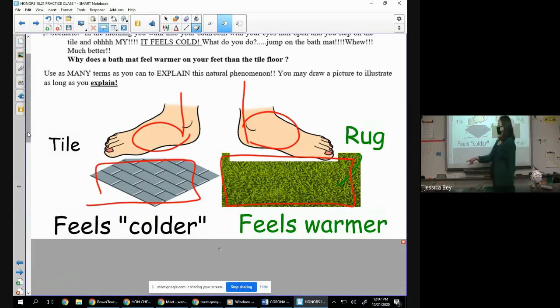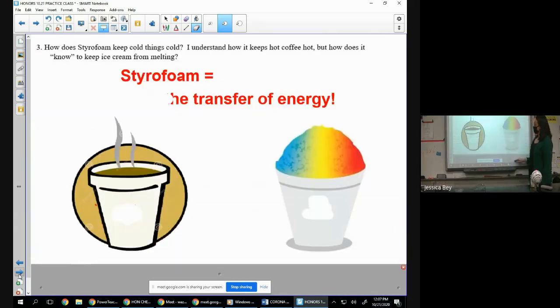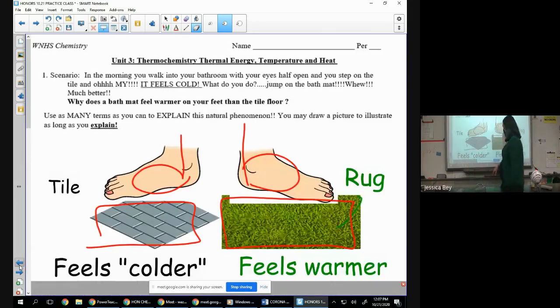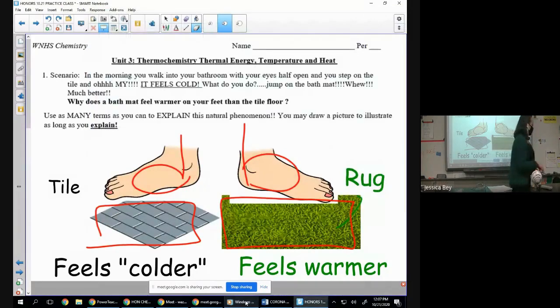You're also going to do number 3. How does styrofoam keep cold things cold? I understand how it keeps hot coffee hot, but how does it know to keep ice cream from melting? Talk to me about the difference between coffee in a styrofoam cup and ice cream in a styrofoam cup, and tell me the direction of energy transfer and how that all works. I'm going to give you 3 minutes for number 1 and number 3. If this was a test or a quiz, how would you answer these?